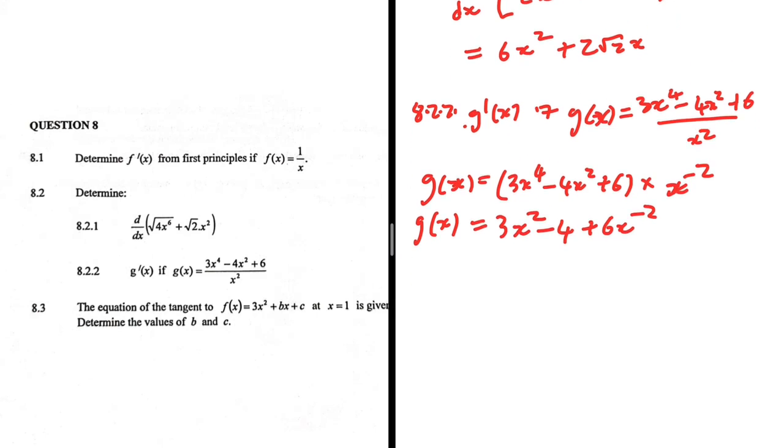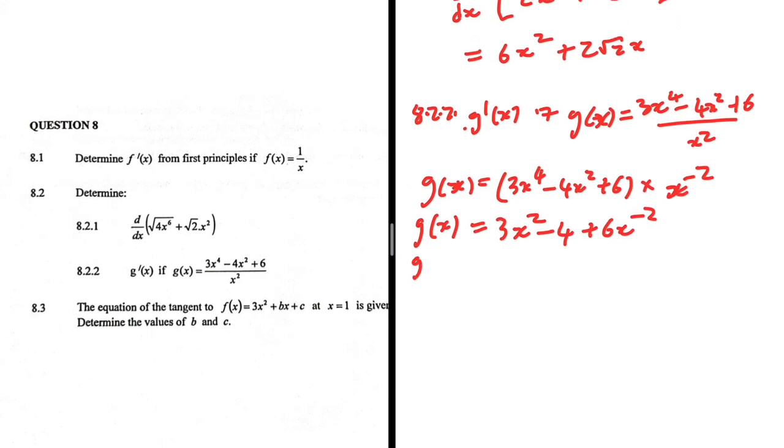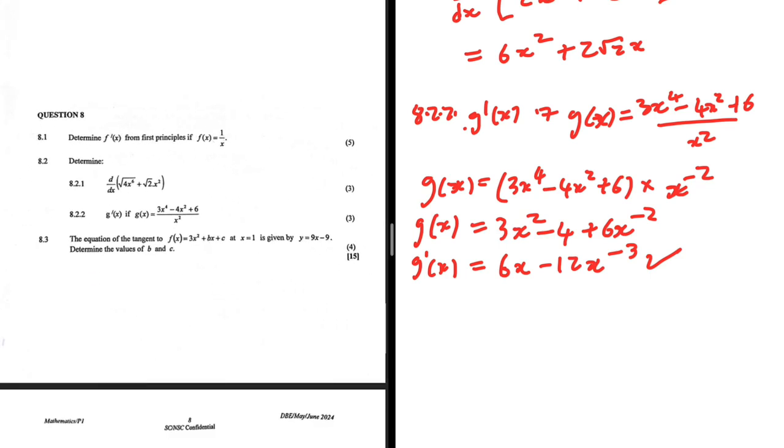Now I'm ready to differentiate using the power rule. So g prime of x will be equal to the exponent multiplied by the coefficient. We get 6x, and then we subtract 1. And then minus 4 is a constant, so the gradient of a constant is 0. We can forget about that. And then 6 multiplied by minus 2, that will be minus 12x, we subtract 1, so minus 3. Yeah, I think that is 8.2.2. How many marks? 3.